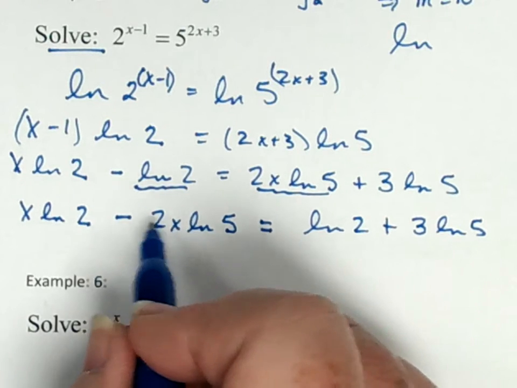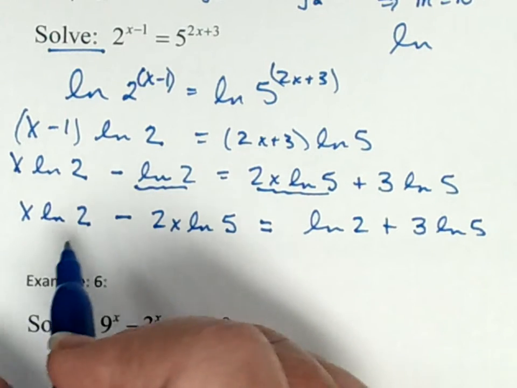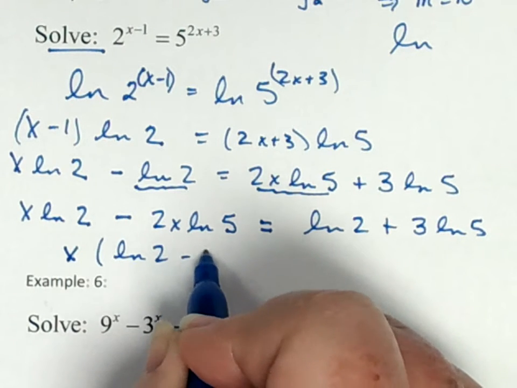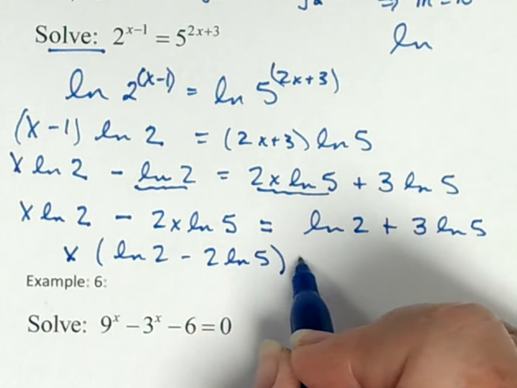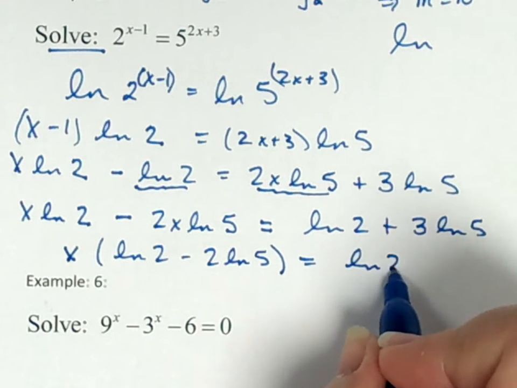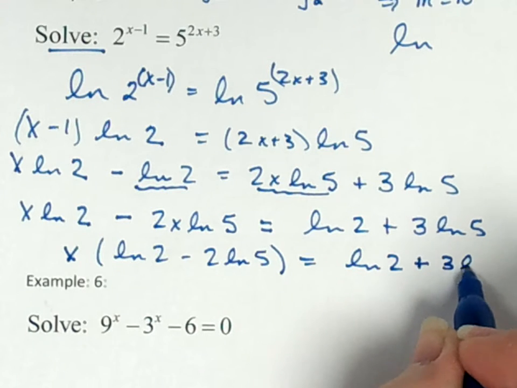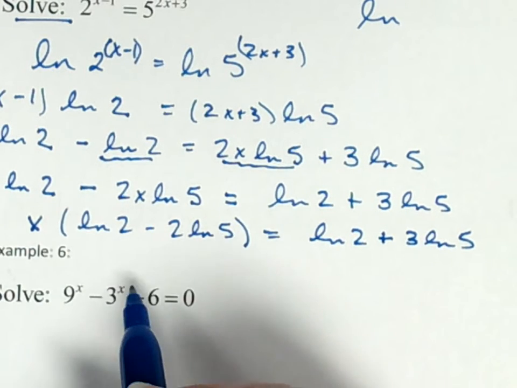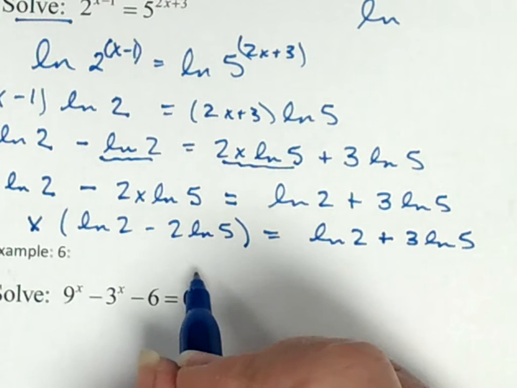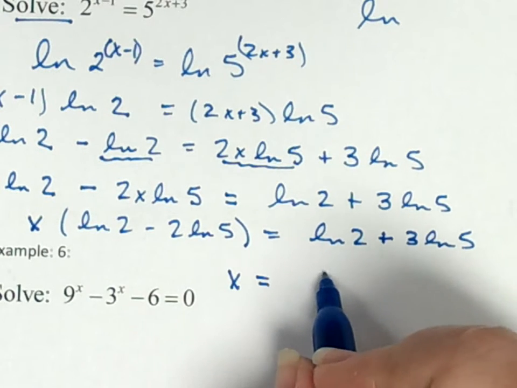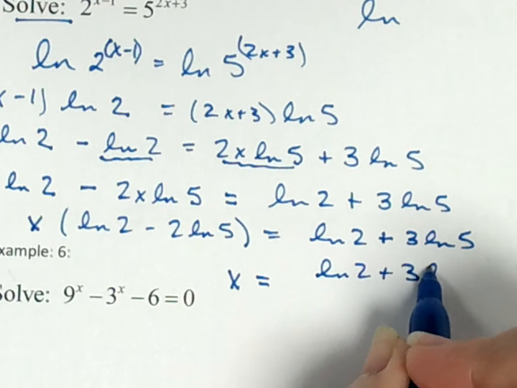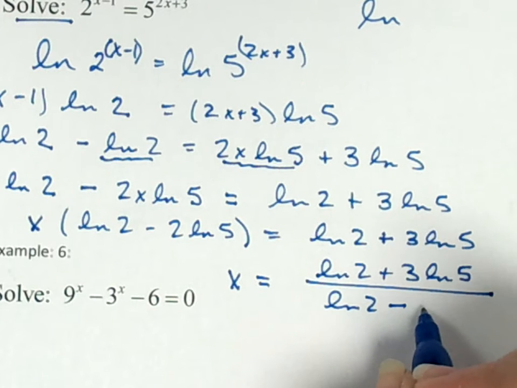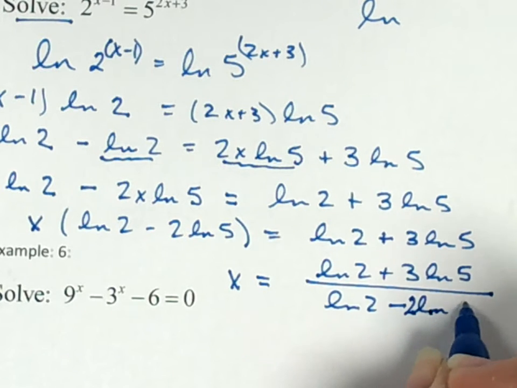Look at the problem here. What do they both have in common now? They both have an x. And so I'm going to take out the x, leaving me natural log of 2 minus 2 natural log of 5 equals the natural log of 2 plus 3 natural log of 5. If I want to isolate x now, all I have to do is divide both sides. So I'm going to write x equals the natural log of 2 plus 3 natural log of 5 divided by the natural log of 2 minus 2 times the natural log of 5.